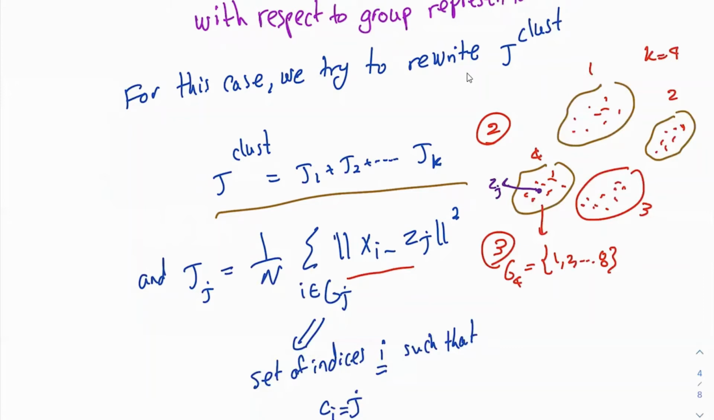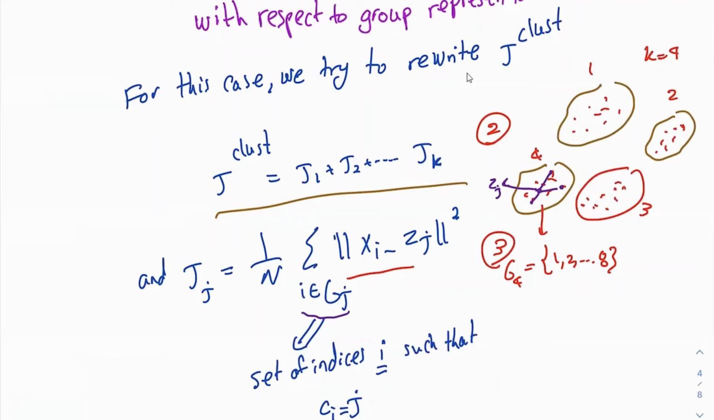For example, cluster 4. My goal is to find the distance between each data point and each group representative. So for example, the distance between this point and the group representative, this point and the group representative, and this point and the group representative, right? And add them up. This is for cluster 4. This is what the index I in G_j says. So for example, G4, cluster 4, the set of indices. For all these indices, for x1, x2, x3, all the way to x8, do the same thing. Calculate this distance. Okay, great.